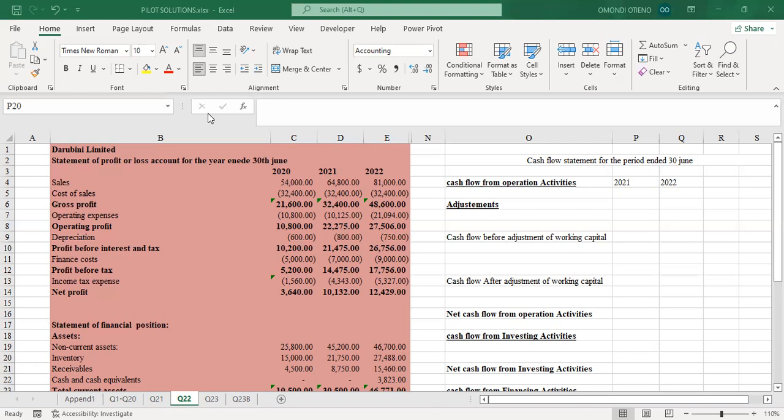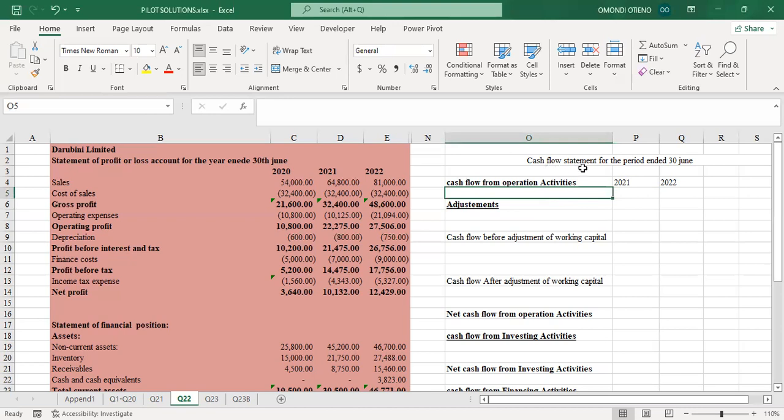So part A says you are required to prepare the statement of cash flows for the company for the 2 years ended 30th June 2021 and 30th June 2022. So basically, when you get such a question, the first thing that should come to your mind is the format of cash flow statement. So once you have the format, you will know what is needed or what you're supposed to use in that question.